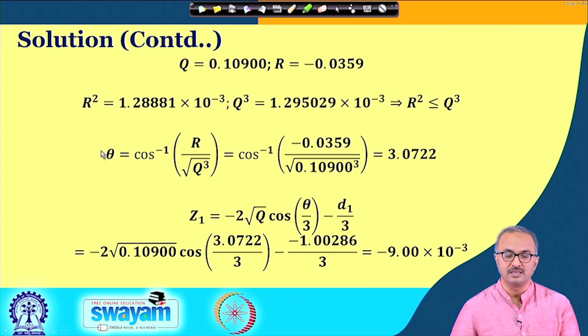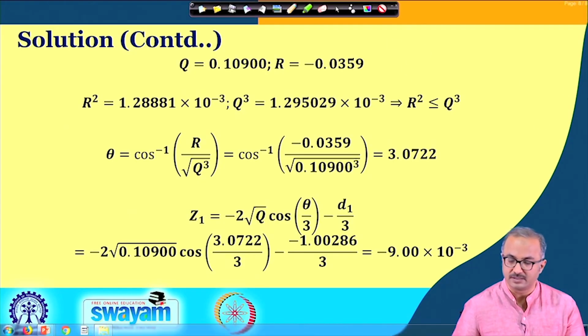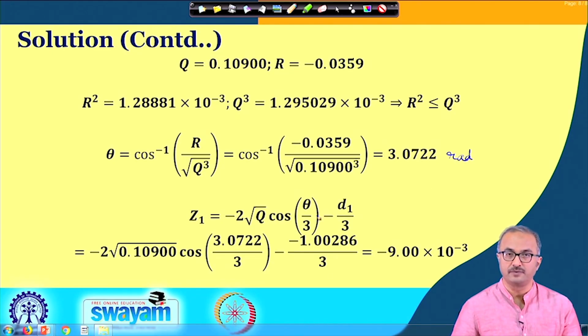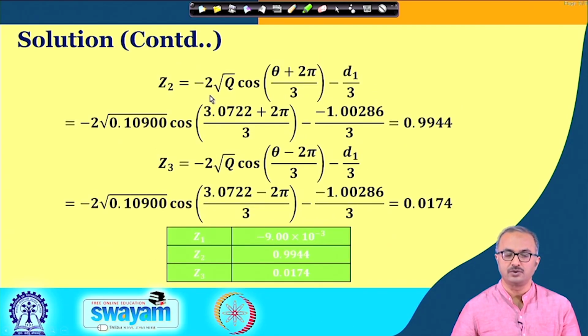In that case, the solution is that we have to find the value of theta, which comes in terms of cos inverse of r by the square root of q cubed. We put the value of theta here, and please understand this theta is in radians. We put this value of theta over here and find the value of z1, and then we find the values of z2 and z3 from the expressions given by Cardano.